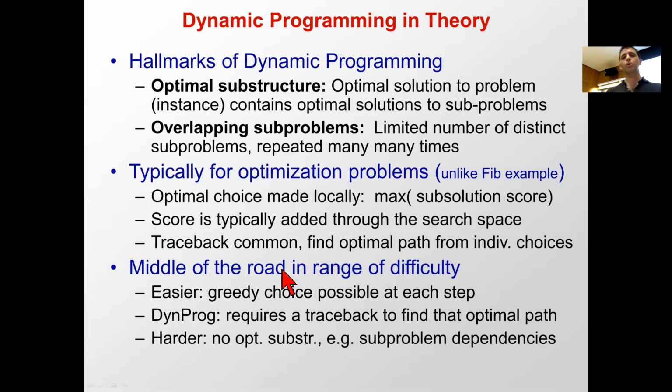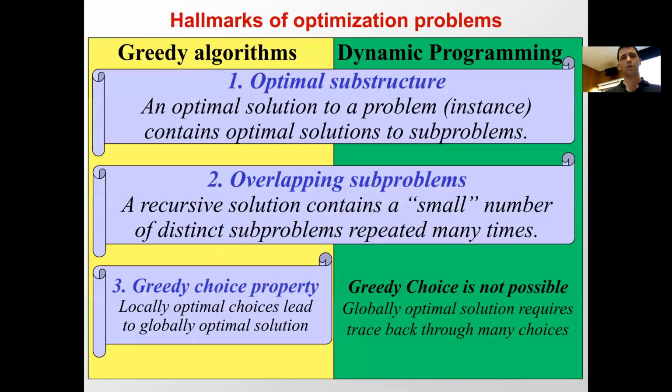And it's also middle of the road in range of difficulties. There are some problems that are much easier, where a greedy choice is possible at each step, and we just go greedily choosing the whole way, never do any traceback. Dynamic programming requires a traceback to find that optimal path. And then there are much harder problems where there is no optimal substructure. For example, a subproblem may be dependent on other subproblems, and then you cannot solve that anymore.